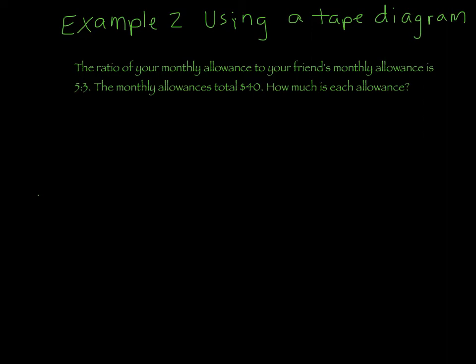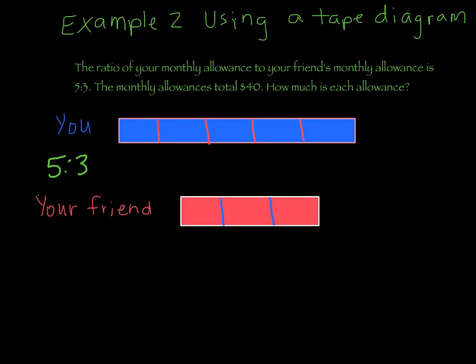To start off, you're going to express the ratio 5 to 3 using that tape diagram. You're going to start with you, and then we'll do your friend in the red color. So we're going to draw 2 tape diagrams here and figure out what our parts are. Okay, so now that I have my tape diagram in here, let me explain why I have them split up like this.